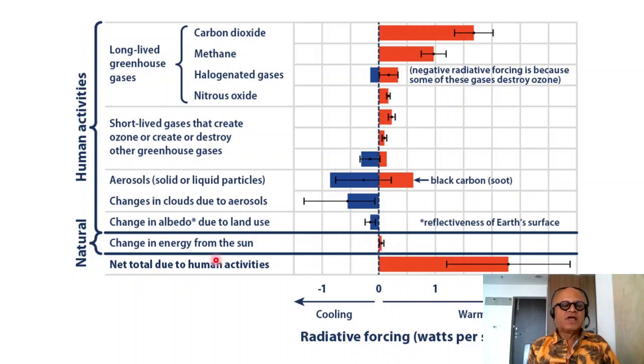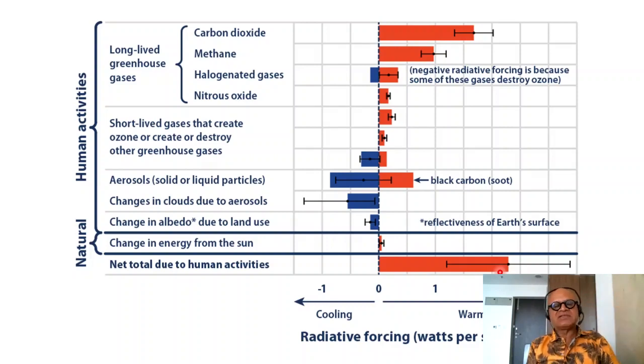Change in energy from the sun is very, very small compared to all these, which is also sometimes used to confuse people. So the net total due to human activities is now at over 2.5 watts per meter squared since the Industrial Revolution. That's how much additional energy we are trapping, and we will see that 93% of this additional energy is going into the ocean.